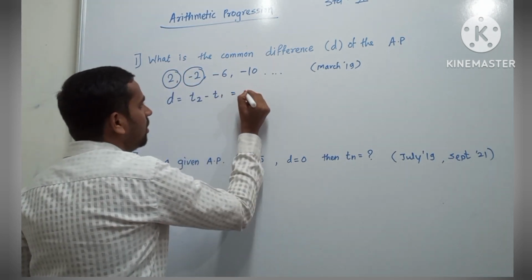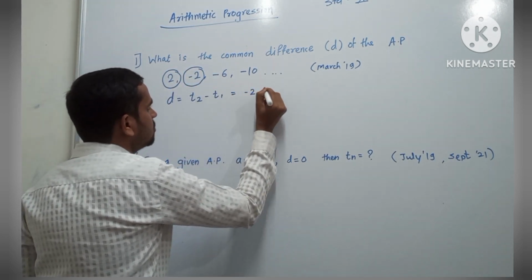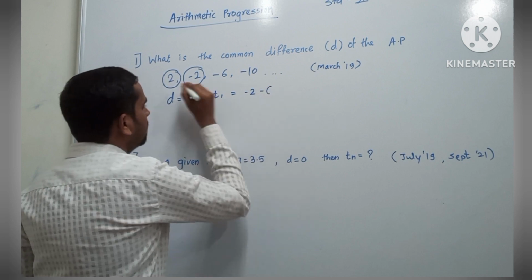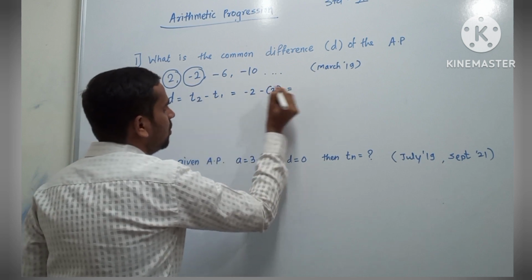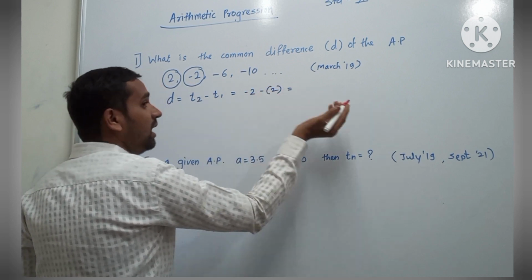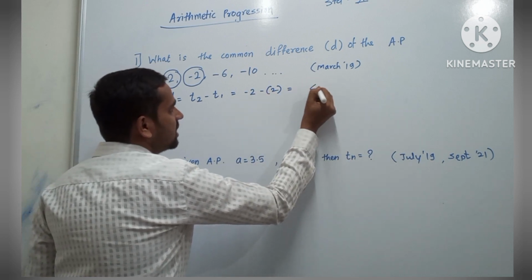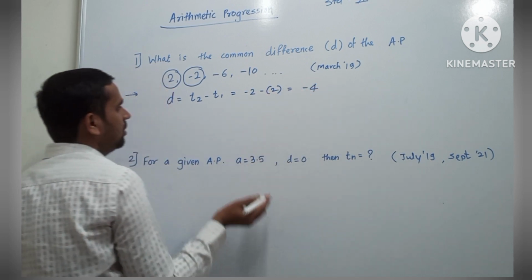So let's do it. What is T2? Minus 2 minus the first term, which is 2. So what is the answer? Minus and minus, it is addition. So the answer will be minus 4.